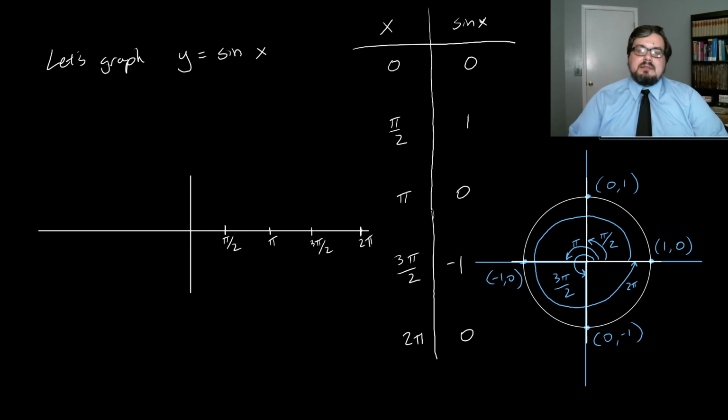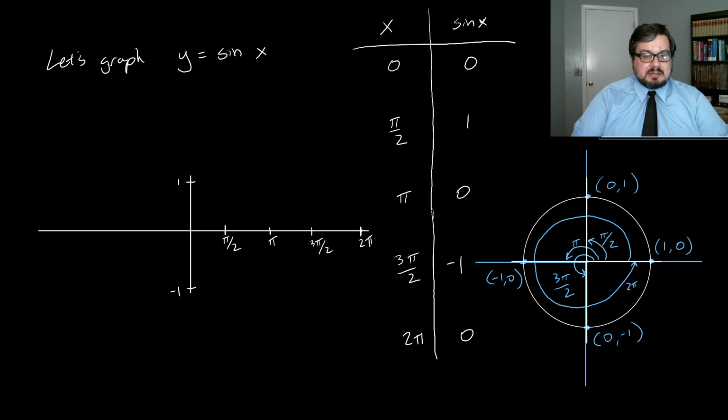Notice that the y values of our points here, the sine, goes between -1 at the minimum and 1 at the maximum. And this corresponds to the fact that the maximum y value of a point on the unit circle is 1, and the minimum y value is -1. So in fact, sine of any number is always between -1 and 1.